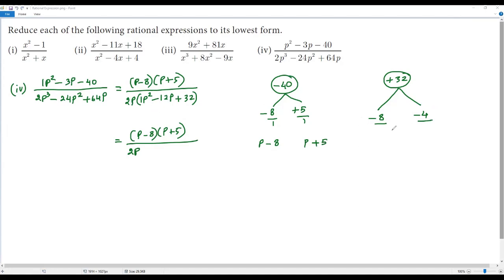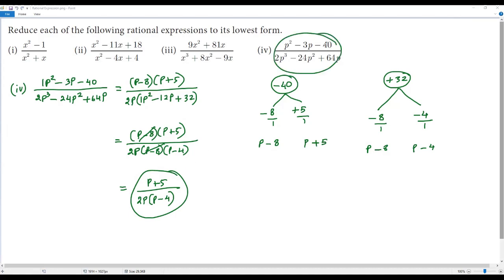Now we have to divide both the factors by the coefficient of p square, 1. Still I am getting negative 8 and negative 4. Let's take p over here and p over here. Then the two factors of this quadratic expression are p negative 8 and p negative 4. Okay, here let's cancel out the common factors. Then we get p positive 5 divided by 2p times p negative 4. So this is the lowest form of the rational expression we have in part 4.